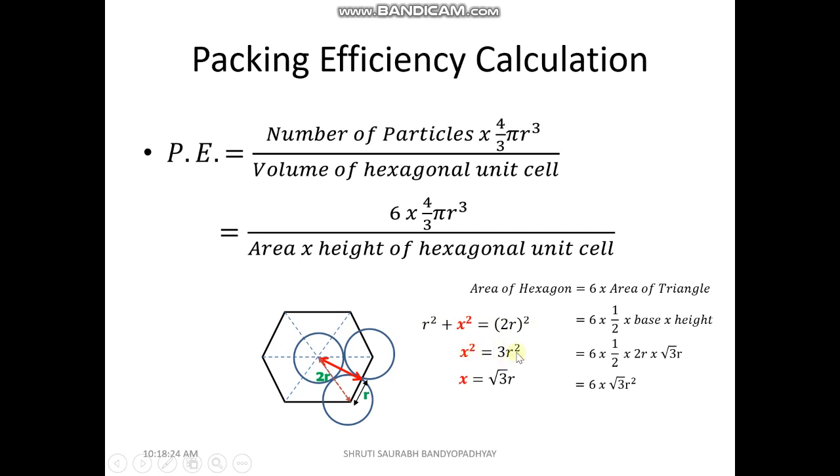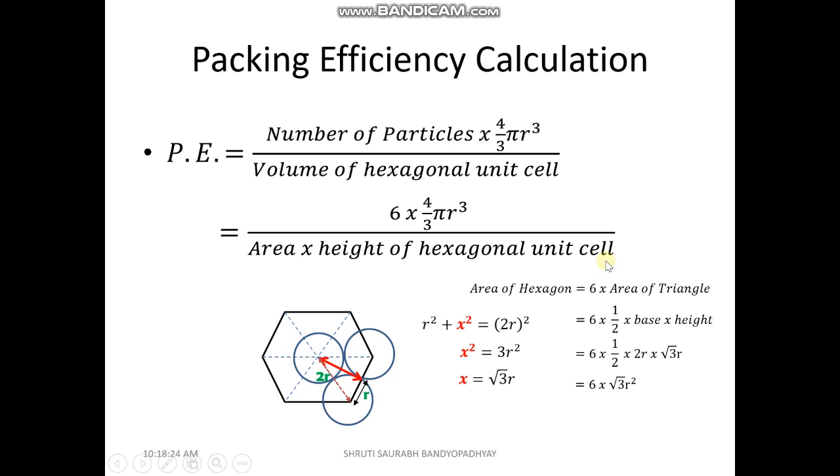So x square is equal to 3r square. Solving, we get x is equal to root 3 r. So we get the height of the perpendicular, that is root 3 r. So put it here: base is 2r, root 3 r is the height. So 6 into half into 2r into root 3 r, that is 6 into root 3 r square. So this is the area of the hexagon. We get the area. Now what about the height of the hexagonal unit cell?